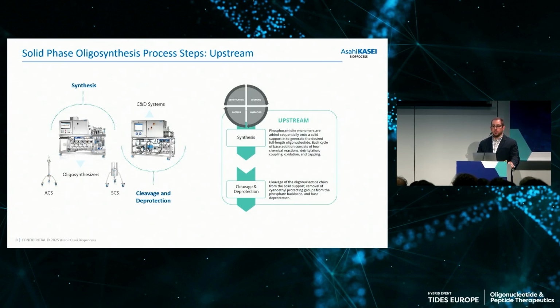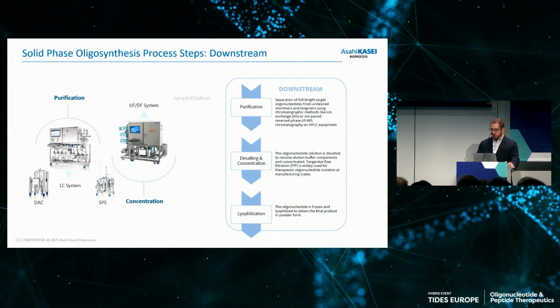After the synthesis cycle is complete, for all of our bases, our molecule is fully synthesized, we move on to cleavage and deprotection. The cleavage is removing the product from the solid support on which it was built, and the deprotection is the removal of the remaining protecting groups on the molecule. After we complete upstream, then we move on to downstream. So downstream includes purification and concentration.